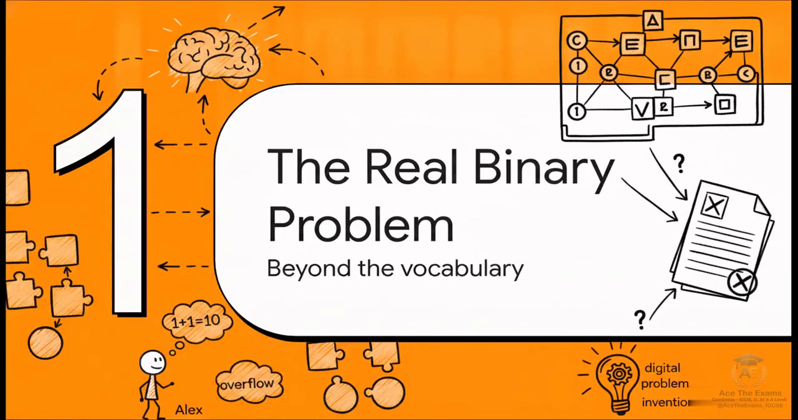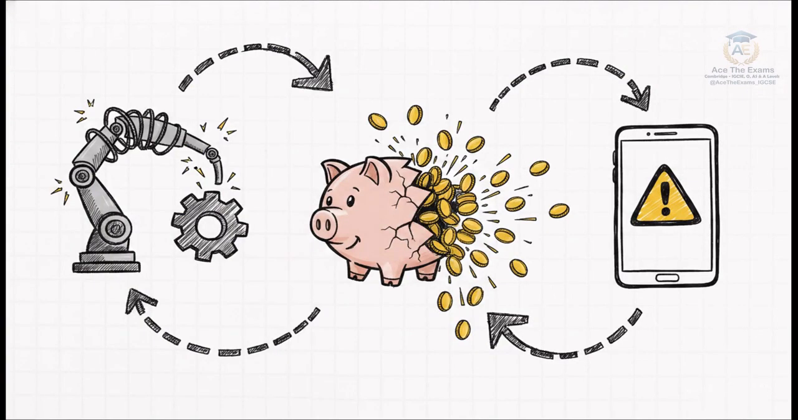Let's jump right into Section 1, the real binary problem. To really get started, we have to recognize a fundamental truth. Learning binary concepts as just an isolated vocabulary list, like a set of flashcards you just memorize, is an absolute, guaranteed way to drop marks in a Cambridge exam. This is exactly the trap our student Alex fell into.